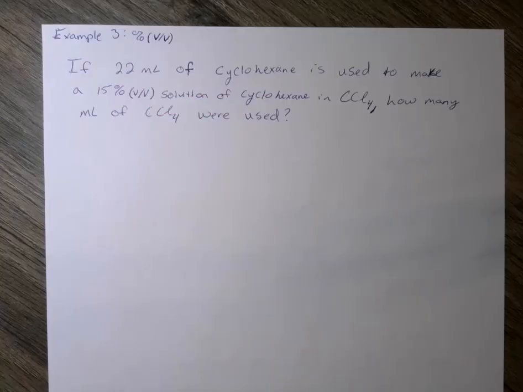For my third and final example here, I've got: if 22 milliliters of cyclohexane is used to make a 15% by volume solution of cyclohexane in carbon tetrachloride, CCl4, how many milliliters of CCl4 were used? So in this one, my solvent is a different solvent than what I've been using, but it doesn't make a difference in how I go about solving my problem. So I don't need to know what the components are to be able to do the math. Is it nice to know that stuff? Yeah, but you don't have to know it to do the math for it. So we take our equation and we work from there.